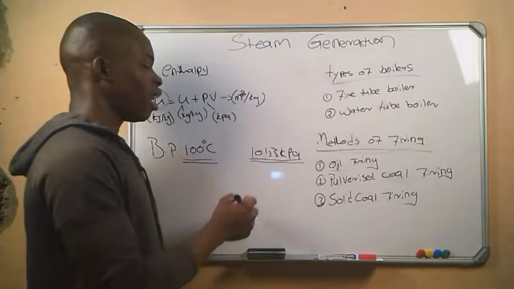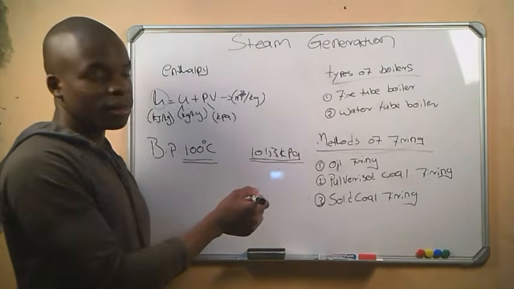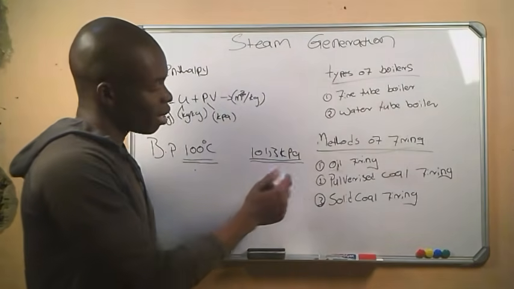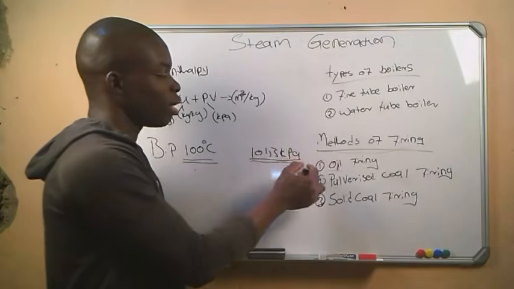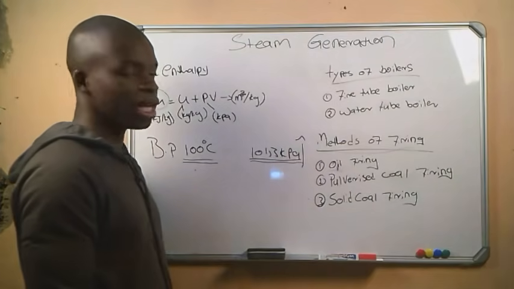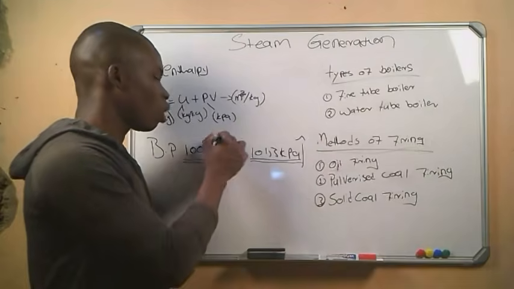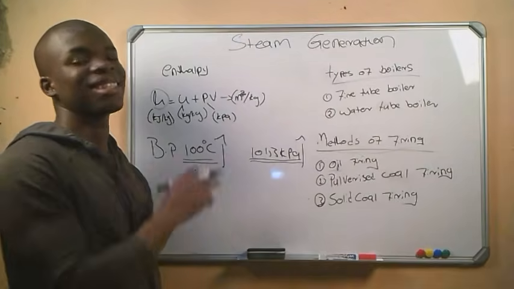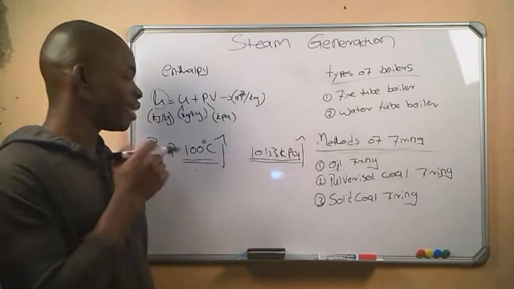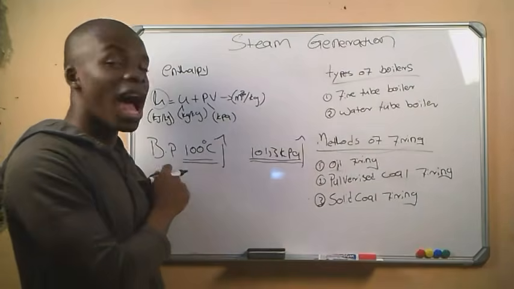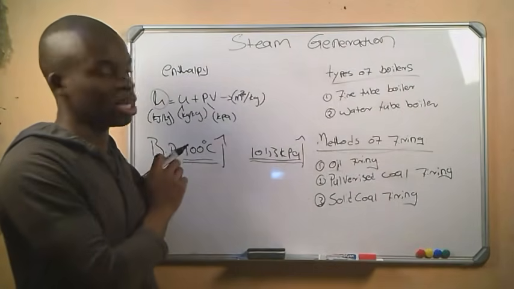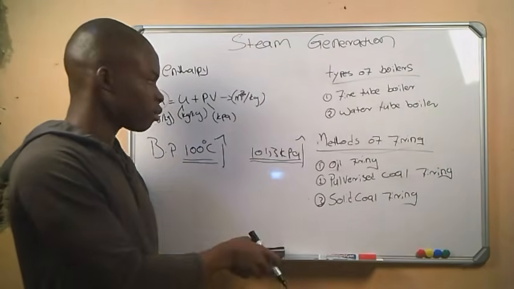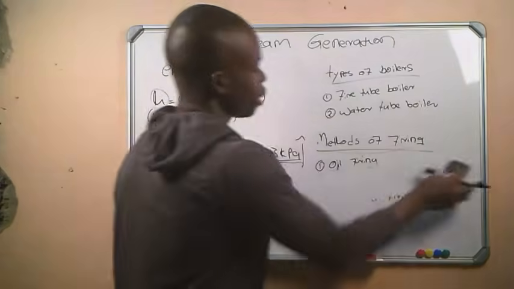So what I'm saying is that if the pressure changes, the boiling point will also change. If the pressure acting on the surface of the water were to increase, the boiling point will also increase. So 100 degrees Celsius is not the standard boiling point of water. It is the boiling point of water only under atmospheric pressure. If this changes, this will also change. So now let's erase this.